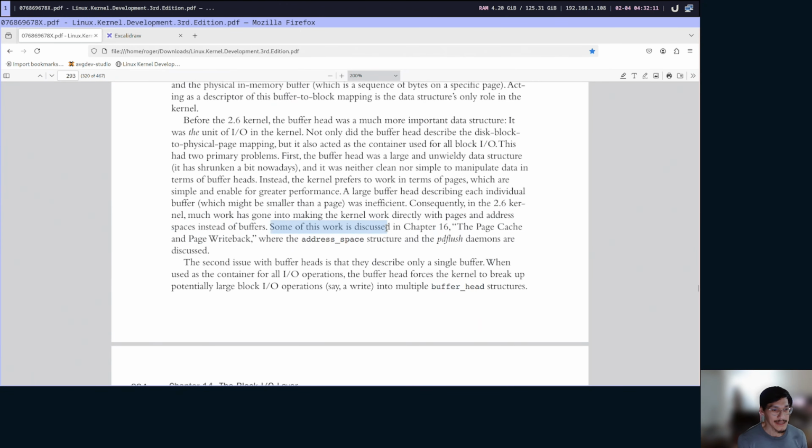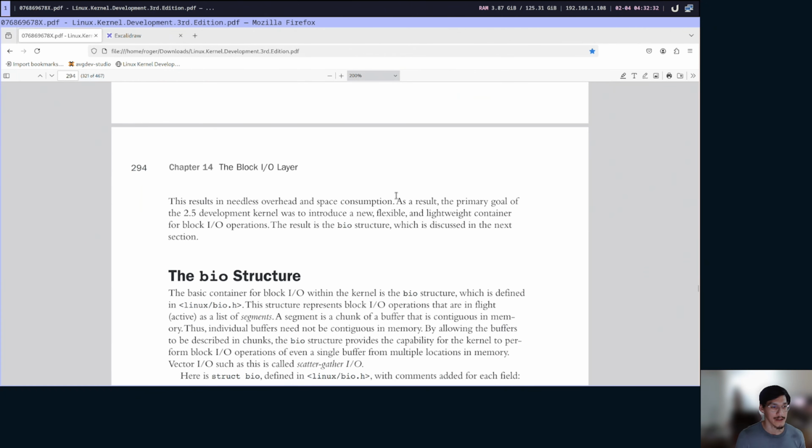Some of this work is discussed in Chapter 16, the page cache and page writeback, where the address space structure and pdflush daemons are discussed. The second issue with buffer heads is that they describe only a single buffer. When used as a container for all I/O operations, the buffer head forces the kernel to break up potentially large block I/O operations, say a write, into multiple buffer head structures. Well, that's a lot of work. This results in needless overhead and space consumption.